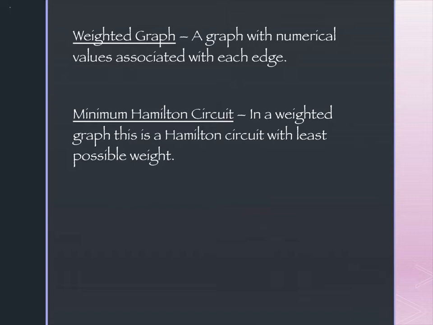Now, that's not the only way it could do it, right? It could be minimizing the distances. That might be more beneficial in terms of the gas you're expending, correct? But typically, it's looking at time. So a minimum Hamilton circuit is the circuit that has the least possible weight. In our description, it would be the least possible time that the algorithm in your phone is trying to create for you in some sort of GPS situation.